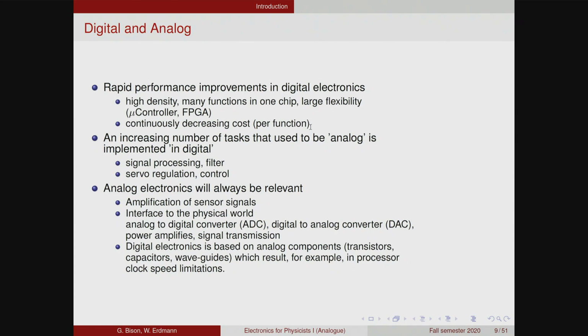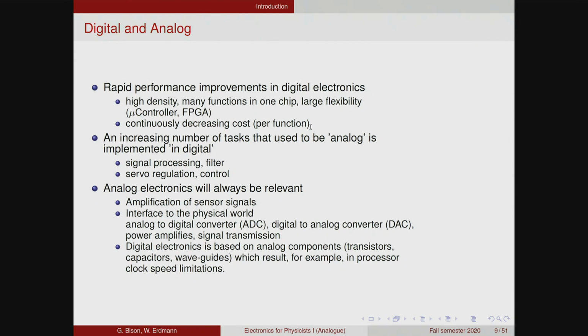If you would have to build the same device with electronics from the 1960s, it would, I don't know, fill a building and consume the power of a power plant. And the great progress that we had in digital electronics makes it possible that we can have this. So that's great. And for that reason, an increasing number of tasks that used to be analog are now digital. For example, signal processing or servo regulation, control things. And the simple reason for that is it's more flexible and cheaper.